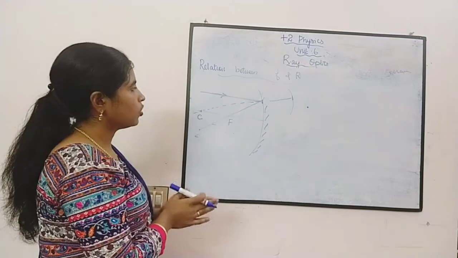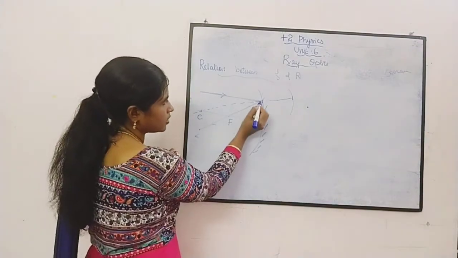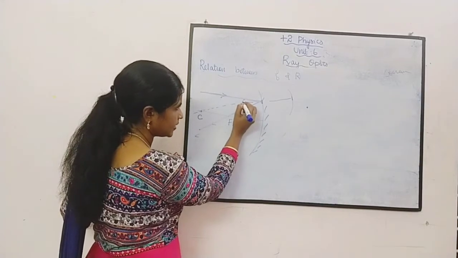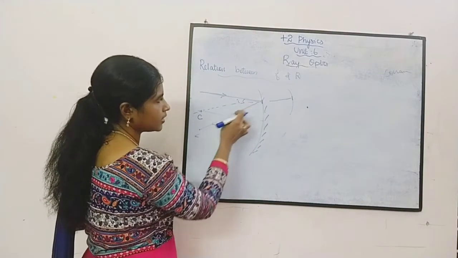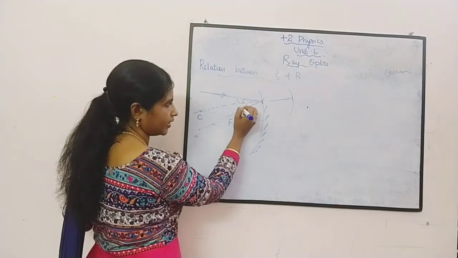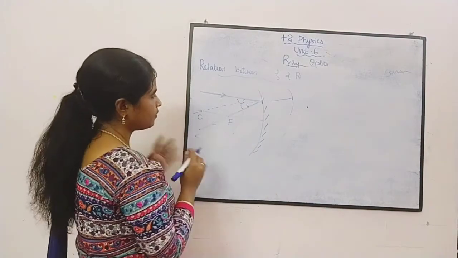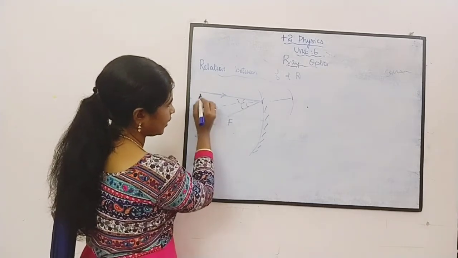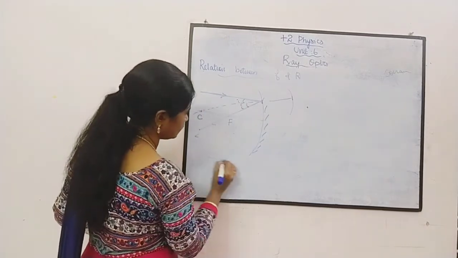So now let us write. This is the normal. This is my incident ray, so I can write this angle as i. This is the reflected ray, so that is also i, since i is equal to r. So I can write this as i. So from this I can easily write that, if this angle, see this, it will be like this.